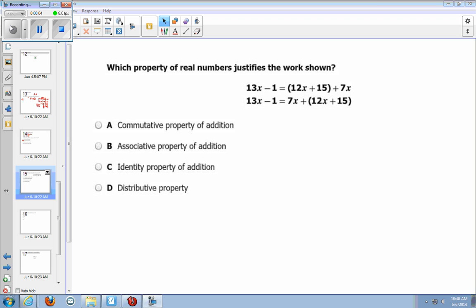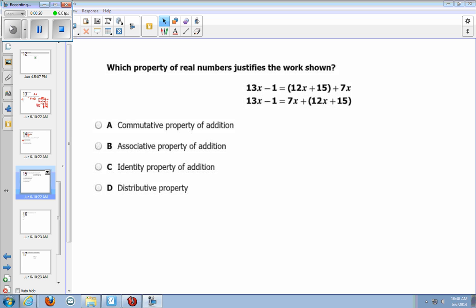Welcome to the 2014 released Algebra 1 SOL test for the state of Virginia. We're working through question by question, and this is question 15. Question 15 reads, which property of real numbers justifies the work shown?